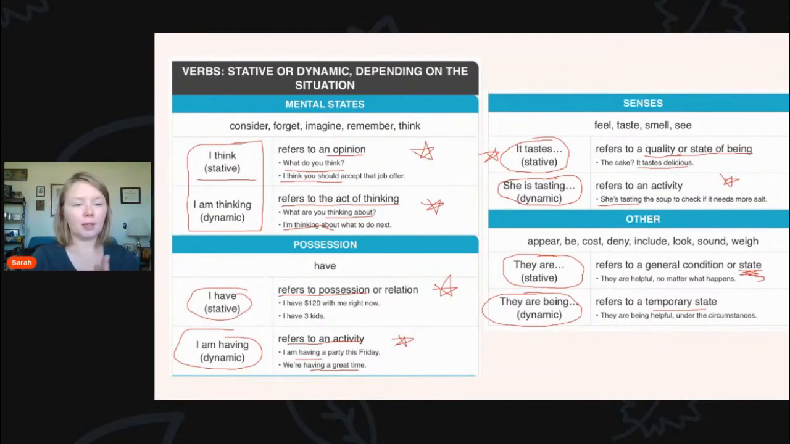So again, this is all on the PPT, you guys. I really encourage you to look this over, and this is something we may talk about in the future.